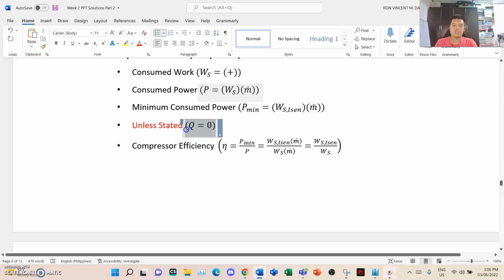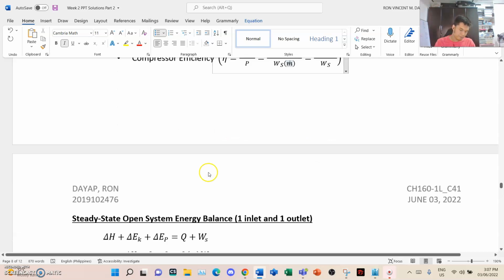So this is satisfied. And the efficiency of the compressor is simply the minimum power consumed over the actual power consumed, which is equal to the shaft work at isentropic conditions over the actual shaft work. Then we cross out the mass flow rate terms, and we get that the efficiency is also equal to the isentropic shaft work over the actual shaft work consumed.